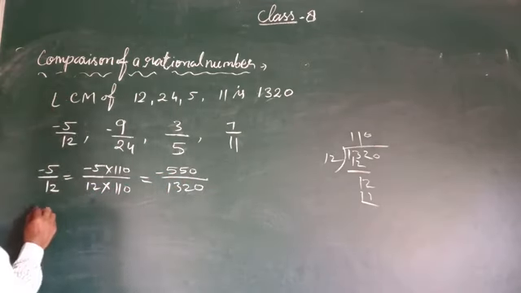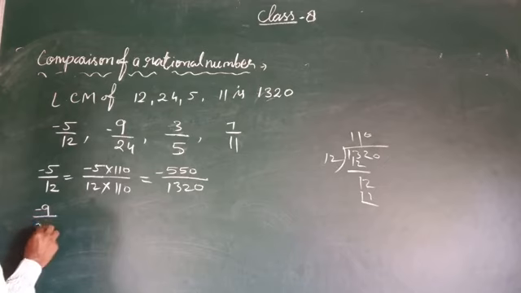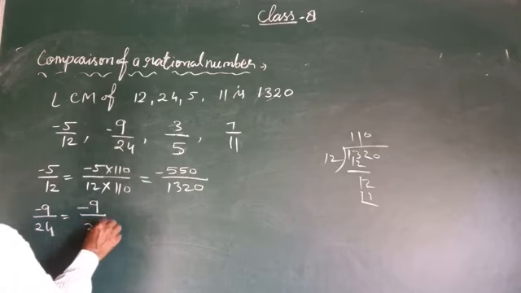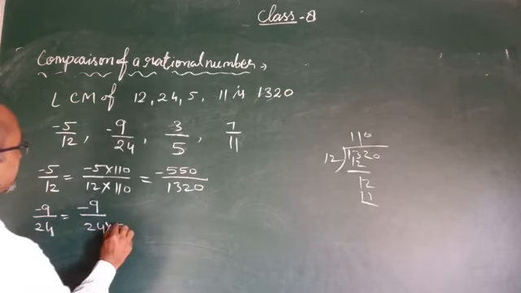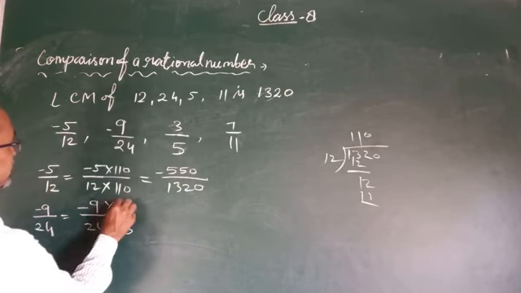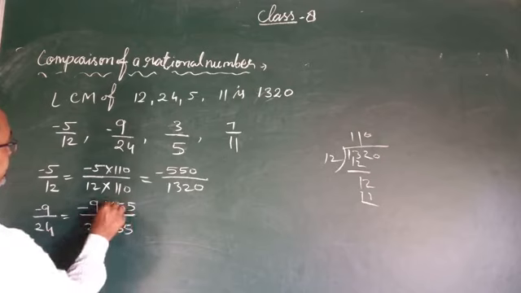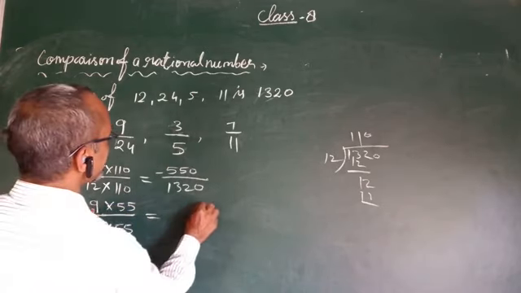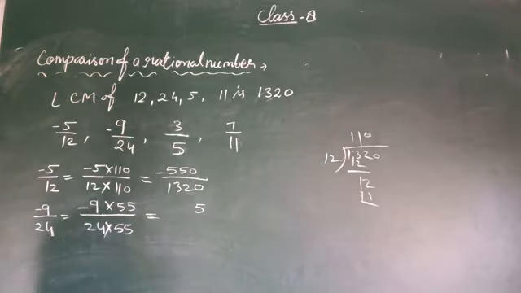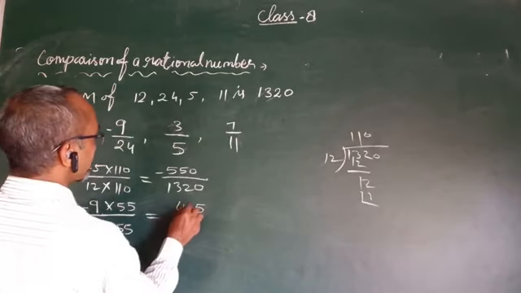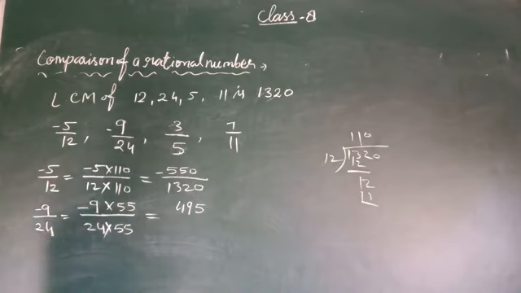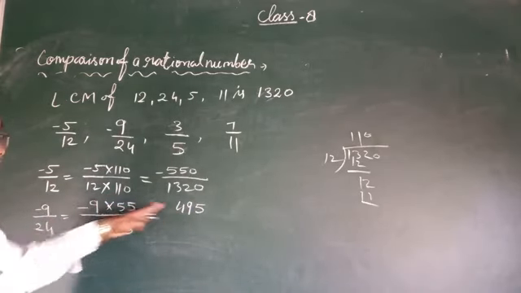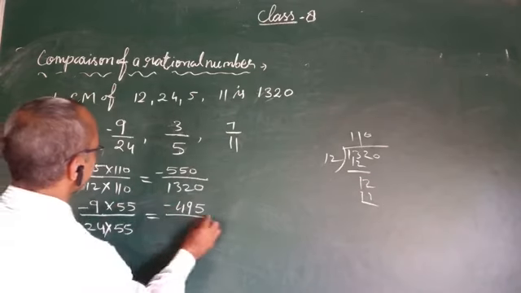Similarly, second fraction minus 9 upon 24 equals minus 9 upon 24 into 55 upon 55. So 9 5s are 45, 9 5s are 45 and 4 is 49. Again you will check here, 9 5s are 45 and 4 is 49, minus this 495.